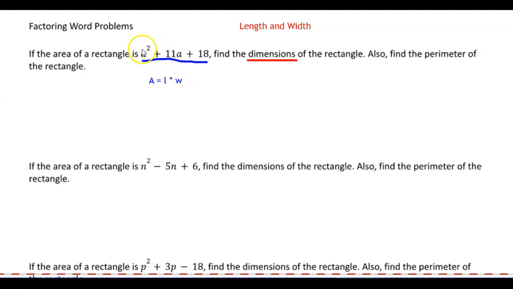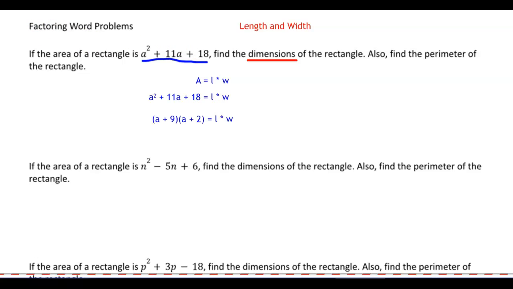Which means I'm going to take this area and plug it in for A. And I need to find two things, L and W, that multiply together to give us A. Turns out to be just a factoring problem, right? I'm looking for length and width, two things that multiply together to give us a squared plus 11a plus 18. So I'm going to employ my AM method again.